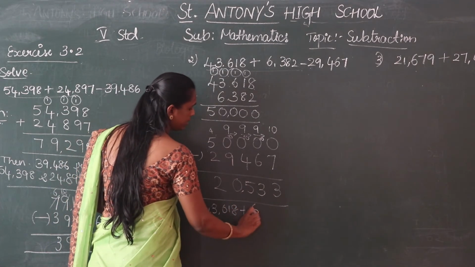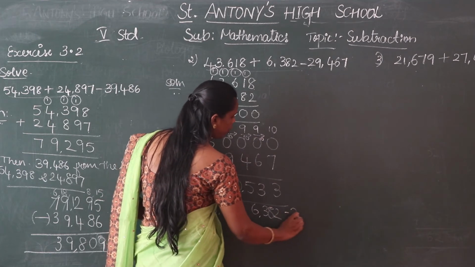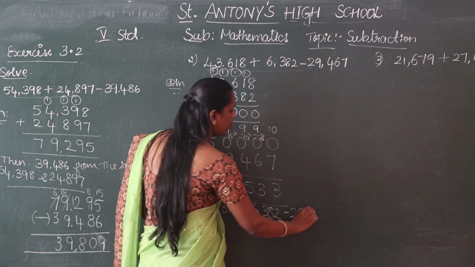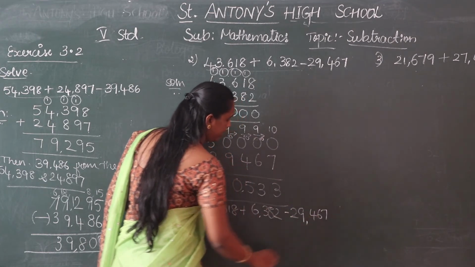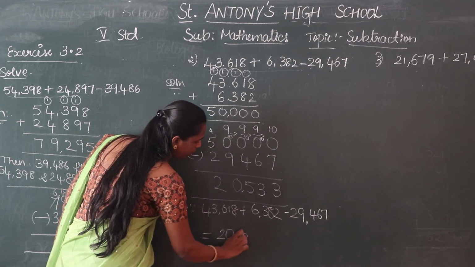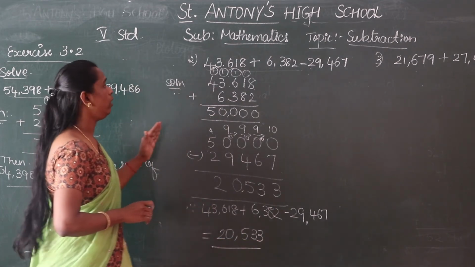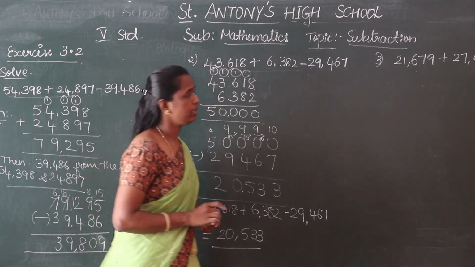Therefore, you have to write 43,618 plus 6,382 minus 29,467 is equal to 20,533. This is the final answer involving both addition and subtraction.